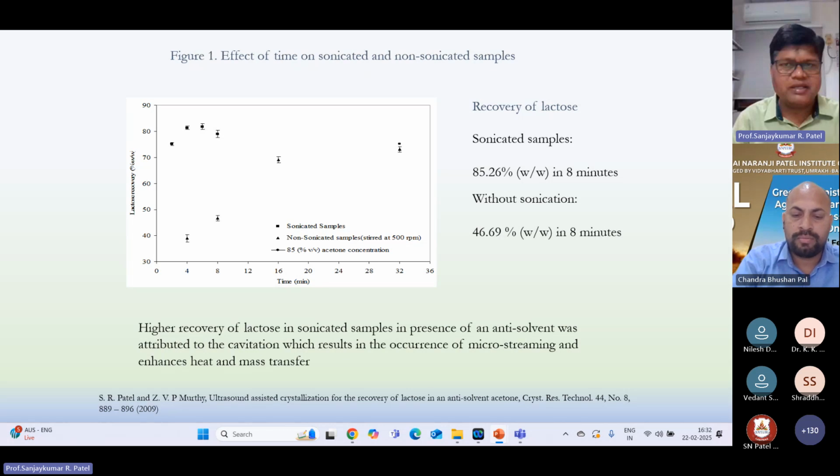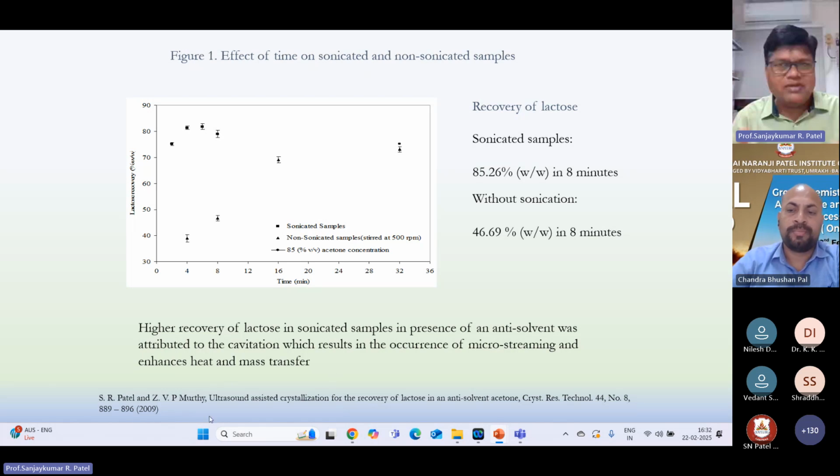So the overall phenomenon is on the mixing of this water and the acetone. Well, uniform mixing would be there. Well, uniform nuclei of the lactose would be created, and the growth of the crystal will occur. And in the form of crystals, we can then separate the lactose crystals from the liquid, and we can have a product. So we tried here without the ultrasound and in the presence of the ultrasound.